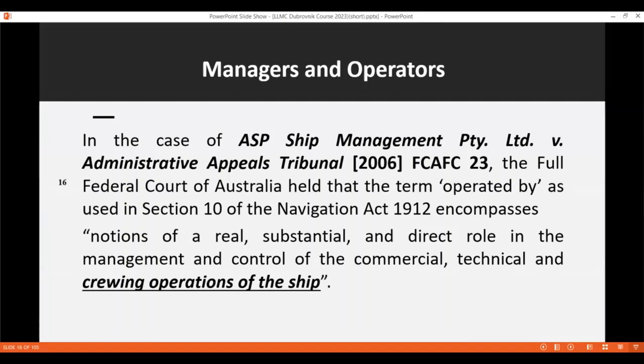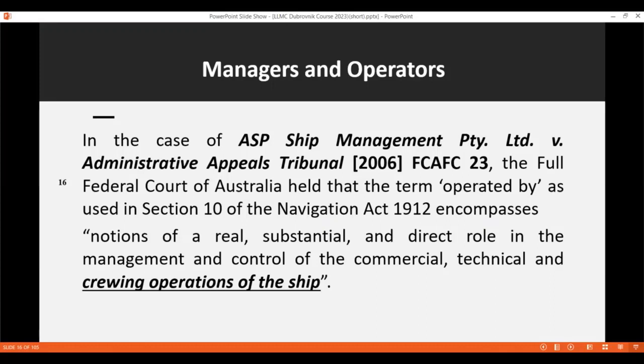In the case of ASP Ship Management versus Administrative Appeals Tribunal, the full Federal Court of Australia held that being "operated by", in other words, falling under "operator", involves notions of a real, substantial, and direct role in the management and control of the commercial, technical, and crewing operations of the ship.